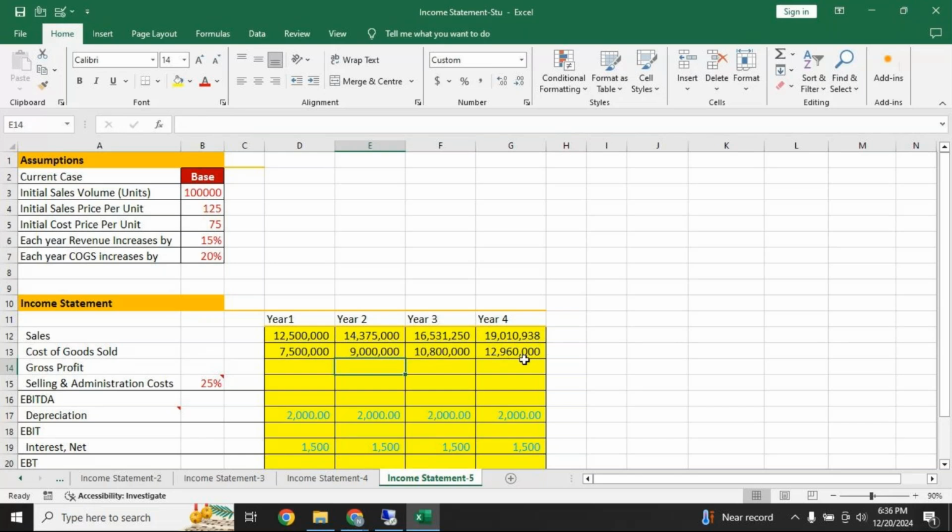So for the 4 years the sales is this much and the COGS is this much. So now what is the gross profit? It will be sales minus COGS. So I'll come here and I'll apply the fill handle. So this is done. So now I wanted you people to try this out.